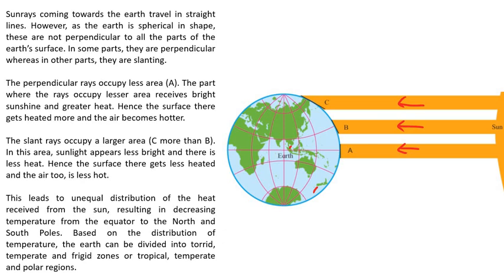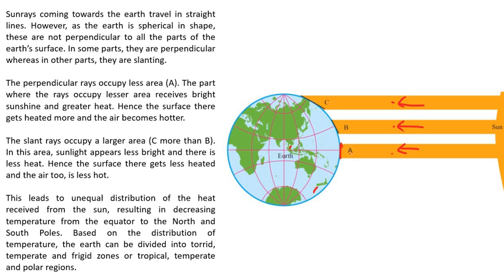Fine. So let me continue. As the earth is spherical in shape, the rays are not perpendicular to all parts of the earth's surface. In some parts they are perpendicular. You see, this part, it is perpendicular, but on the other parts here they are slanting. Now the perpendicular rays occupy less area, and the part where the rays occupy less area will receive bright sunshine and greater heat. You see, the heat content is the same in each of them, but the heat is being distributed over a larger area in the place where the sunlight is slanting.